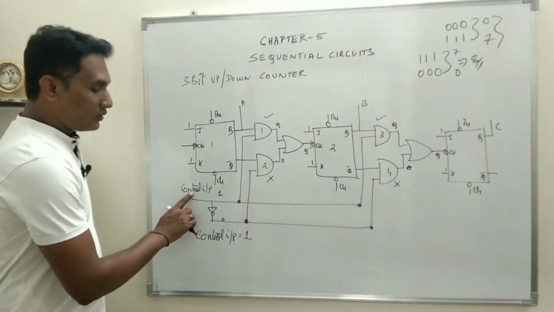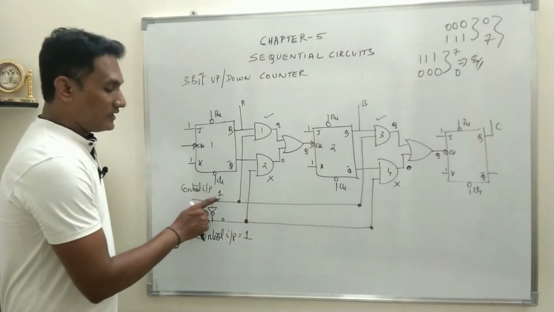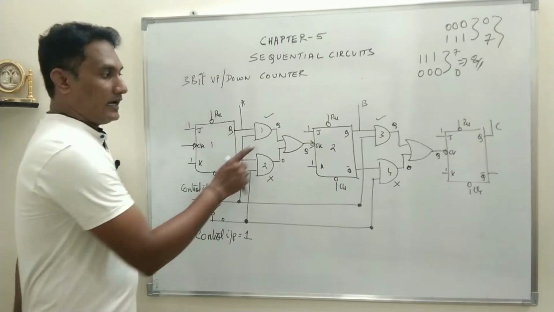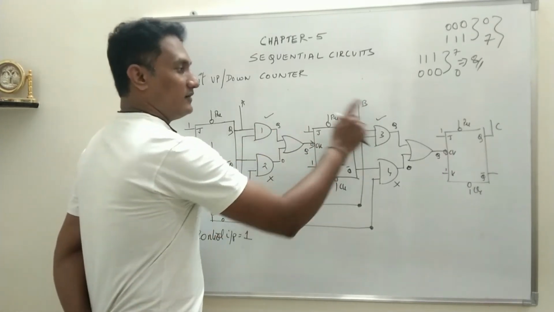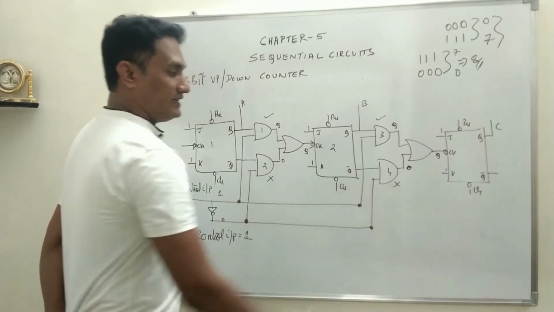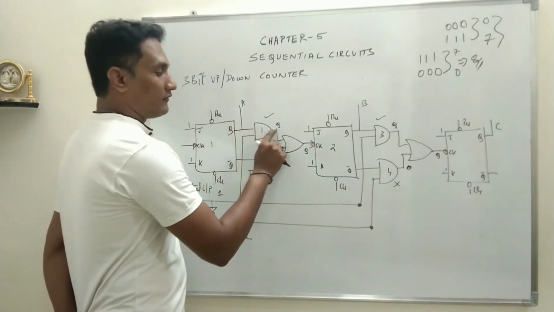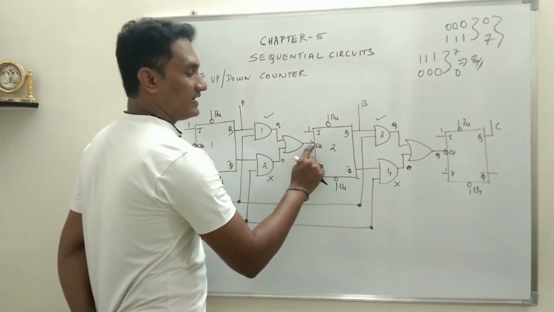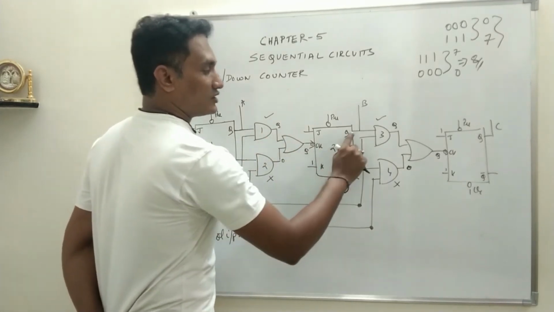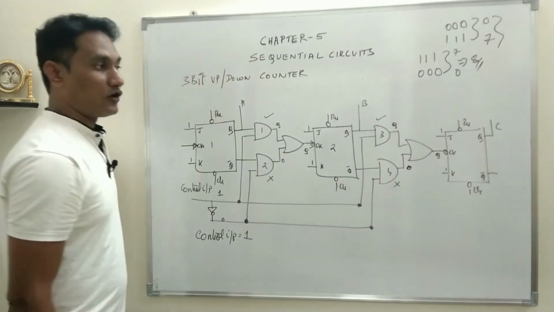That means when control input is 1, see how we have to write the explanation part. When control input is 1, AND gate 1 and 3 are activated, while AND gate 2 and 4 are deactivated. It is as if the Q output of the previous stage is connected as clock input for the next stage.